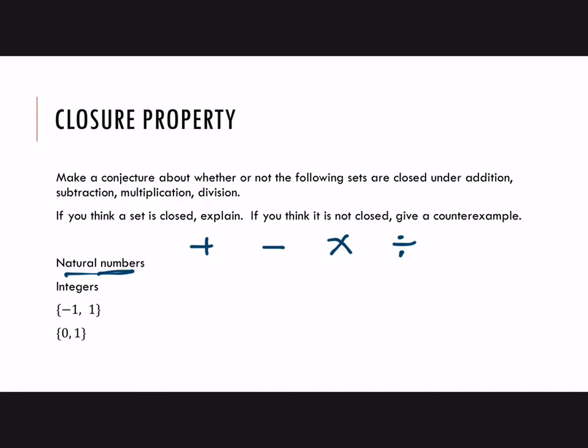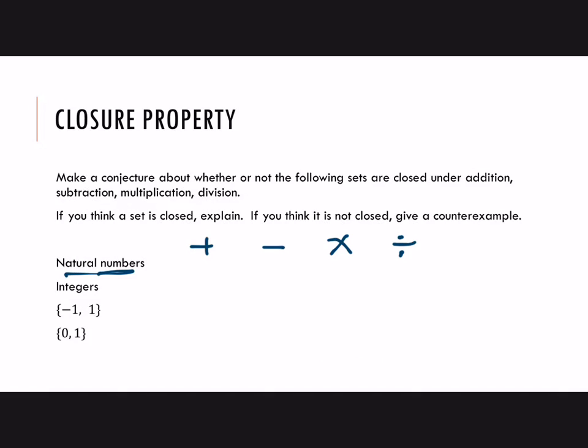How about multiplication? 3 times 2, 12 times 120, 5 times 15. All of these give answers which are natural numbers. And inductively, take your best guess. It seems like these numbers are closed under multiplication, and that is true.